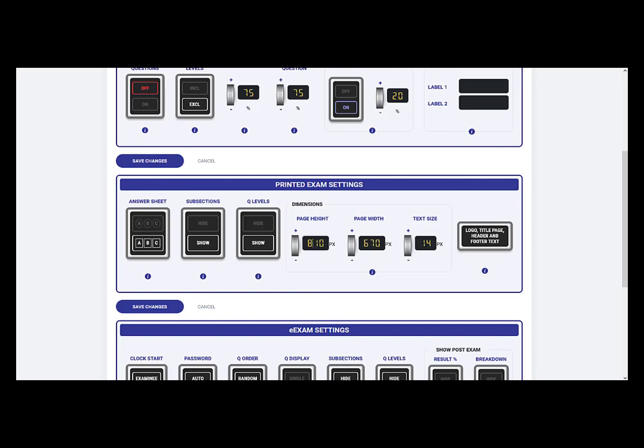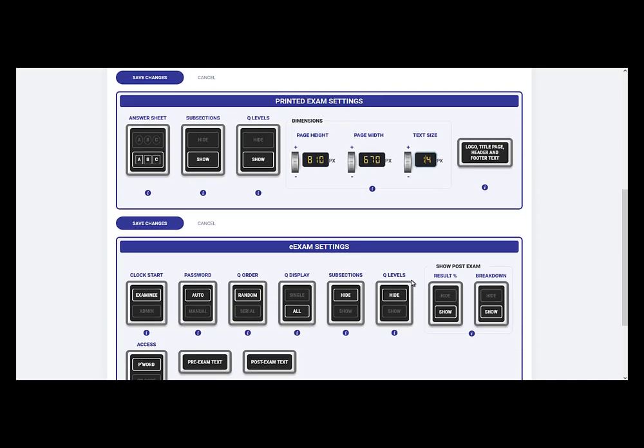You can adjust the page size, that is its height and width, and text size. This is covered in another video. Please see the video, Adjusting Paper Size for Printed Exams. You can also edit the printed exam title page text and formatting. This is also covered in another video. Please see the video, Editing Printed Exam Title Page Text. Do not forget to click Save Changes if you have made any changes to the printed exam settings.